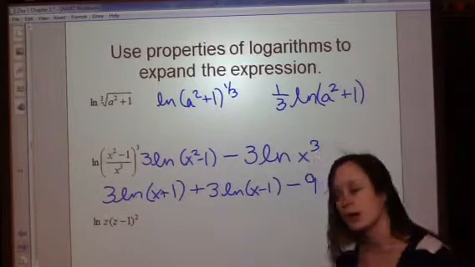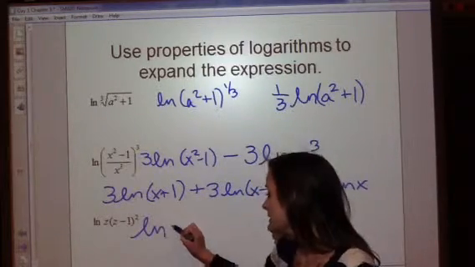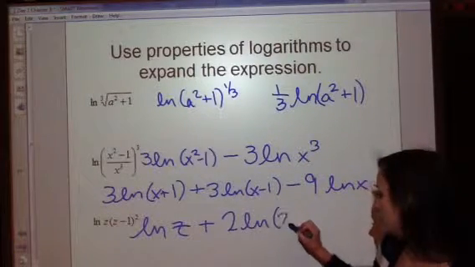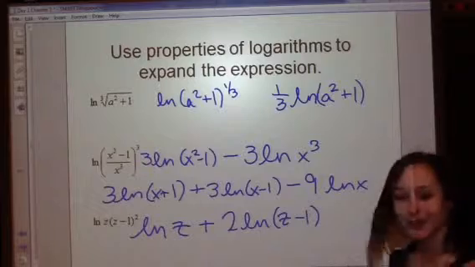See if you can do this bottom one on your own. So we have ln z plus 2 ln of z minus 1. And you're done.